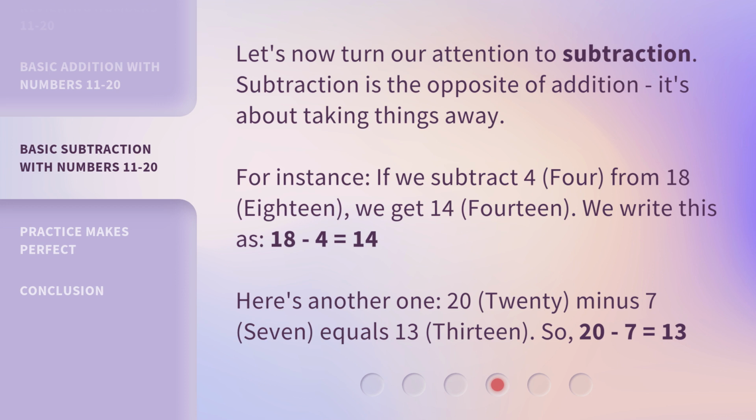Here's another one. 20 minus 7 equals 13. So, 20 minus 7 equals 13.